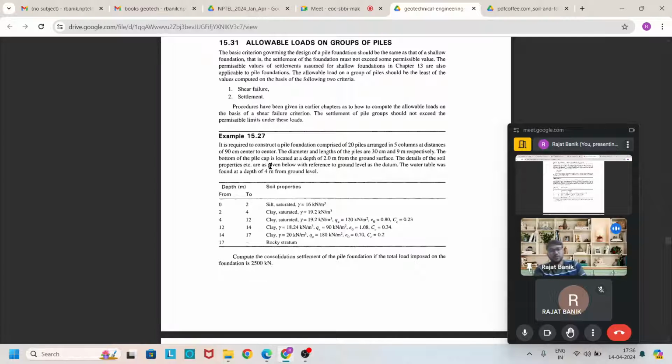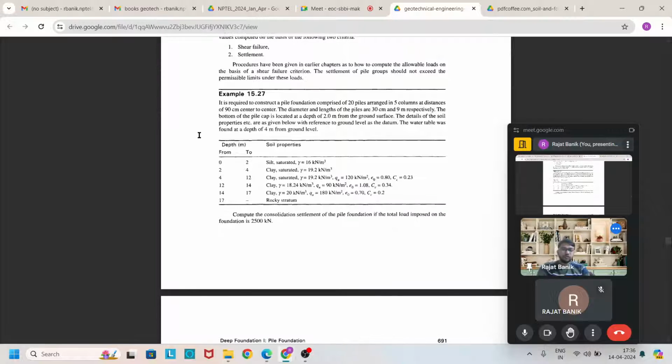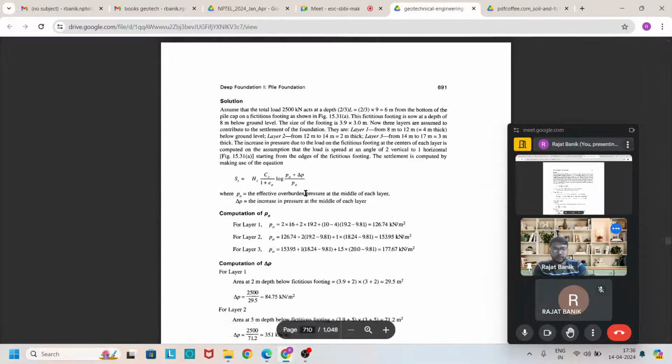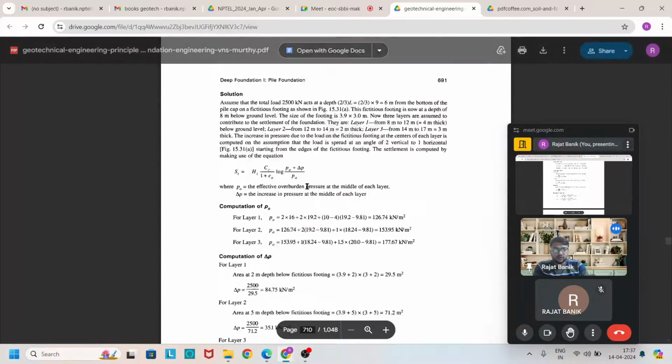The details of the soil properties are given below, and the water table was found at a depth of 4 meter from the ground surface. So it is a very critical, complex problem. So here first we have to draw the soil according to the given data, layered soil according to the given data. I think it is drawn.